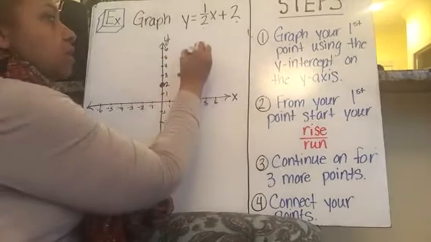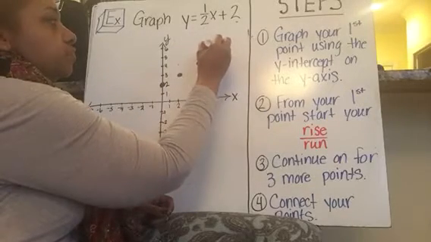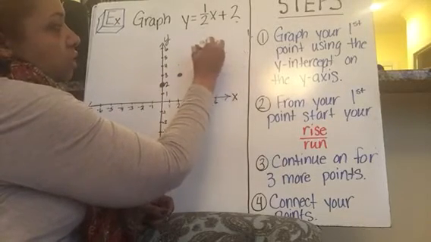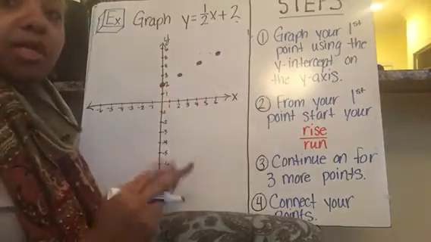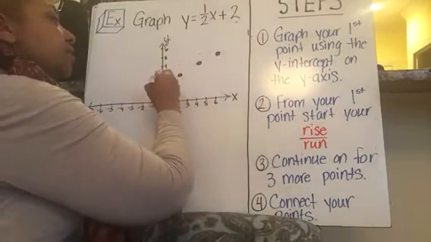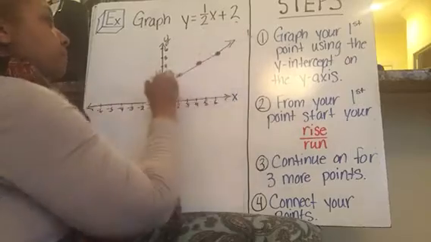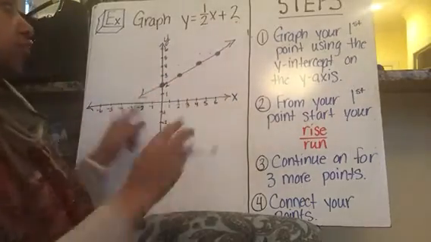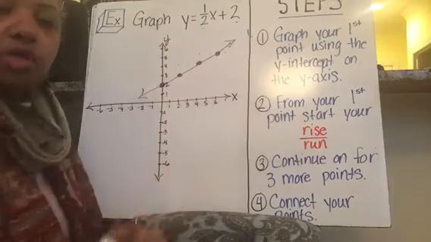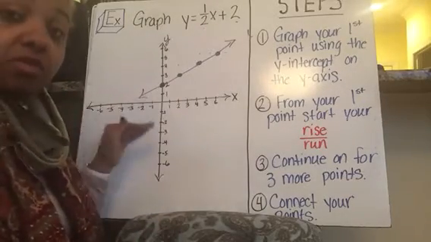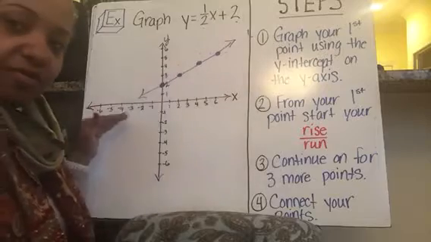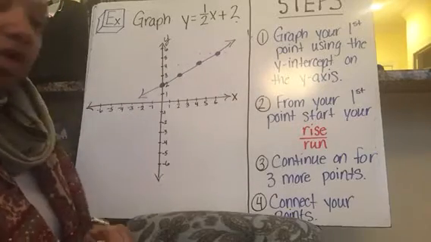Then we're going to repeat, up 1 over 2. Make sure that they're in line. So now I've repeated it 3 times. Now all I need to do is connect, and you can have the line going through and have your arrows going on both sides, because that means that this slope, it goes on forever. This steepness, it goes on forever. Okay? All right, let's try another one.